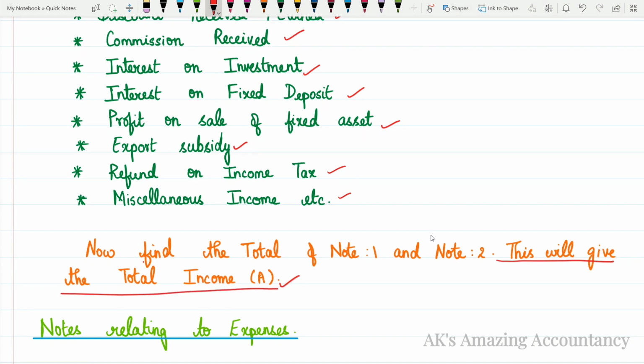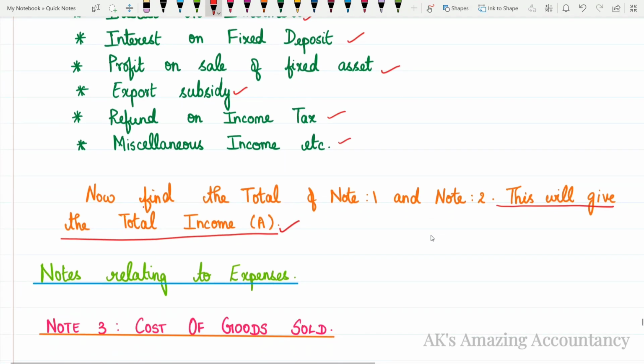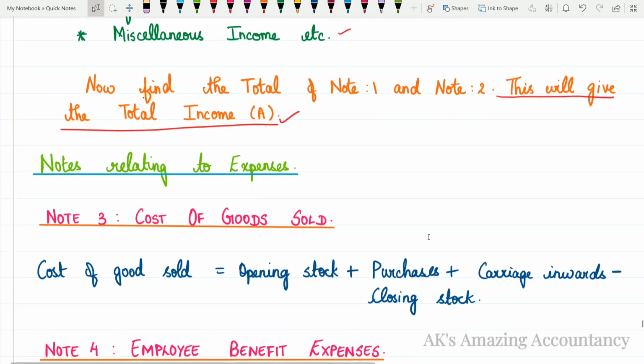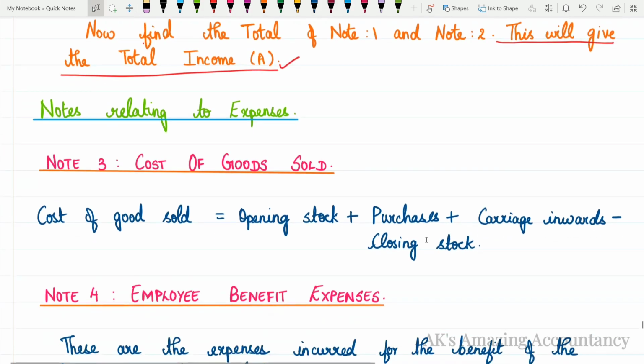Now let us proceed with the notes relating to expenses. As far as the notes relating to expenses are concerned, we'll be having note 3 to note 7 under expenses. So let us see what this note 3 is. Note 3 is for cost of goods sold. How to find out the cost of goods sold? If cost of goods sold is not given to you directly, we'll be finding it out by applying a very simple formula.